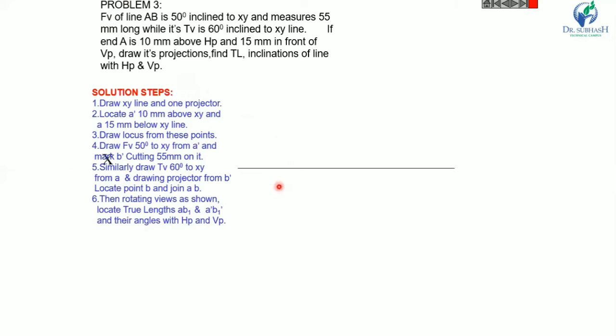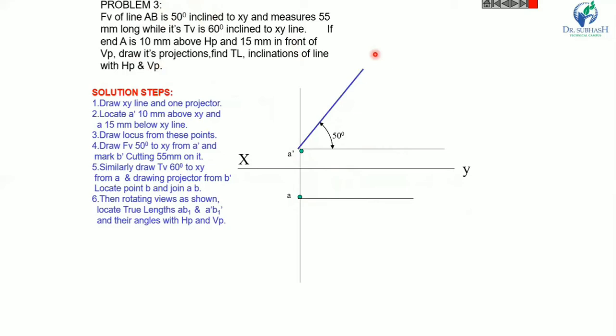So first of all, draw XY line and mark the position of point A. A dash at 10 mm above XY and A is 15 mm below XY line. Draw the two horizontal lines from A dash and A. Now at an angle of 50 degree, front view line, draw a line. The length of this line is 55 mm. So A dash B dash is 55 mm.